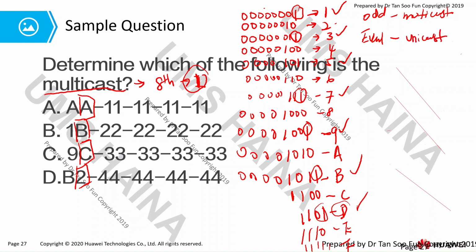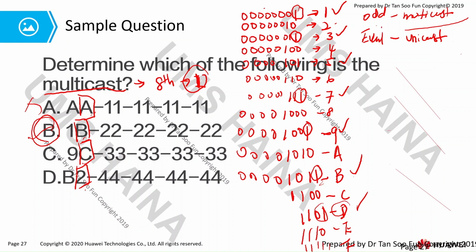So now if they give you the question to find out the unicast, you just look at the second number. Which one is an odd number? A, no, right? Okay. B, yes. You're starting from A, B, right? B is a 1. So this one is C, no. 2, also no. So your answer is B.